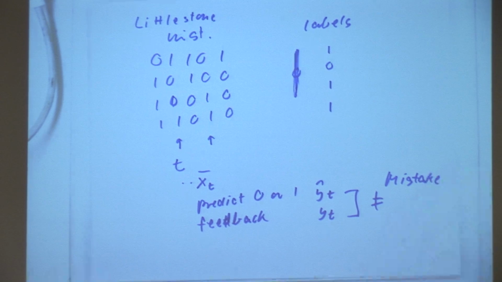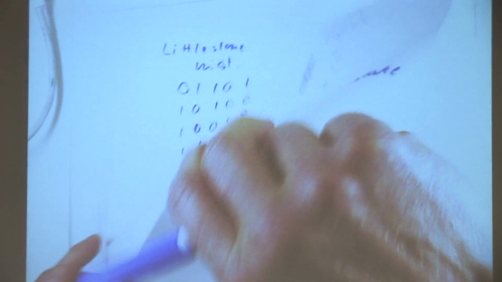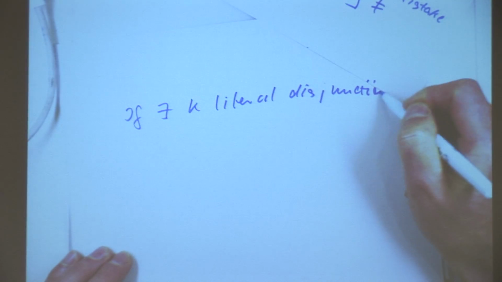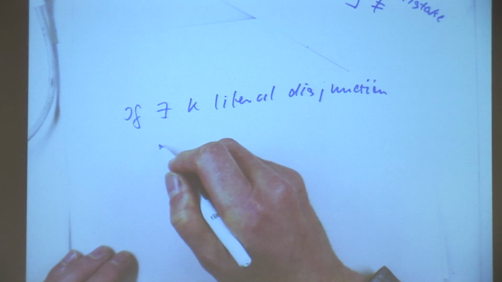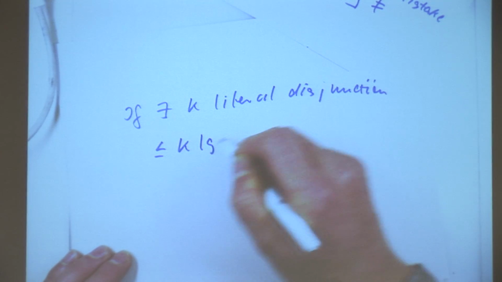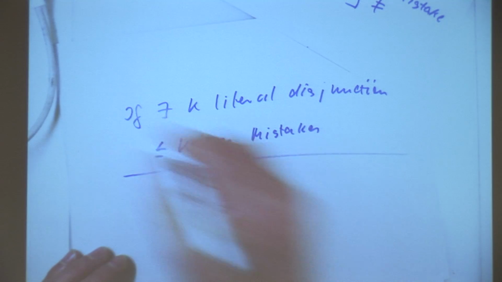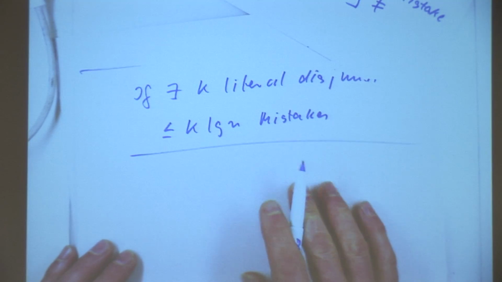Okay? So the goal is you do this online prediction and you want to make a small number of mistakes. So if there is a consistent disjunction, if there exists a k-literal disjunction, then you get an algorithm that makes essentially less than or equal to k log n mistakes. That's what a certain algorithm does, and I will sketch you the properties of this algorithm. It's called the Winnow algorithm.